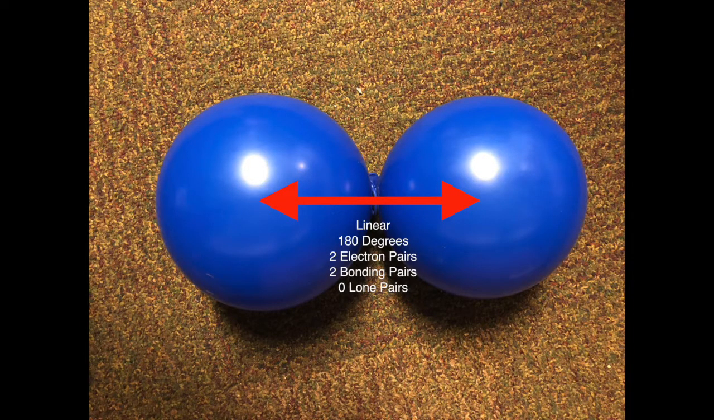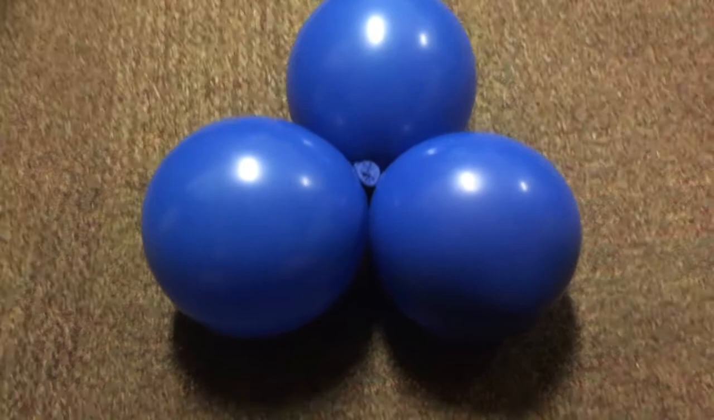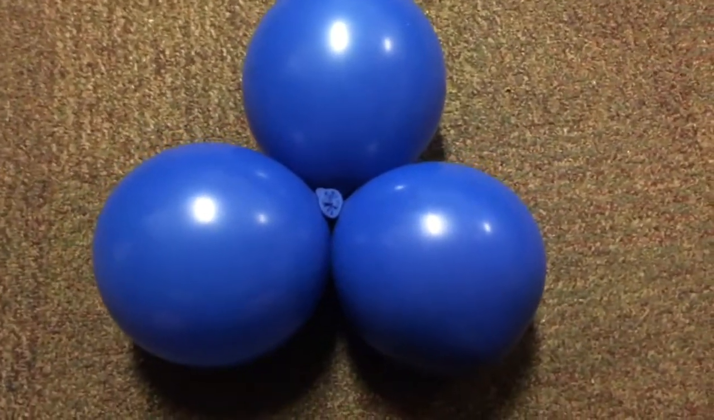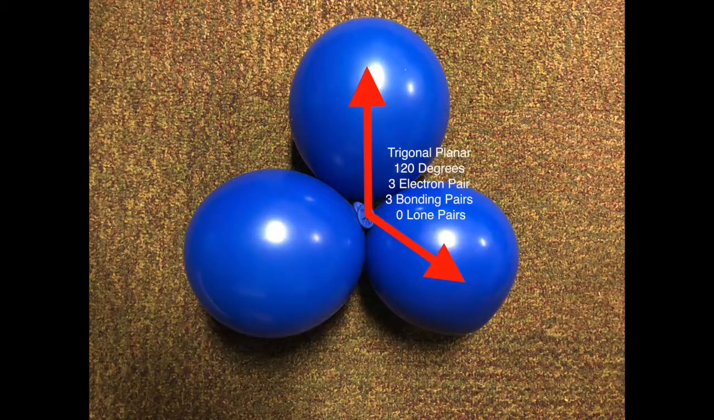This is an arrangement of two total bonding pairs. The shape is linear, the angle is 180 degrees, and one example of this is CO2. This is an arrangement of three total electron pairs. Of these pairs, all three are bonding pairs without any lone pairs. The shape is trigonal planar with an angle of 120 degrees between each molecule. One example of this is boron trifluoride, or BF3.